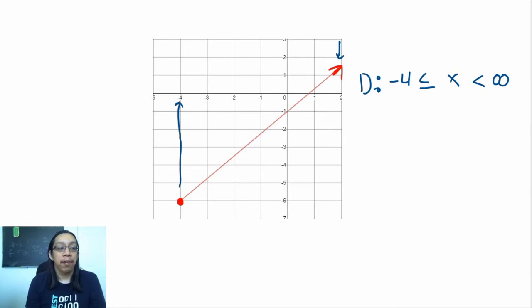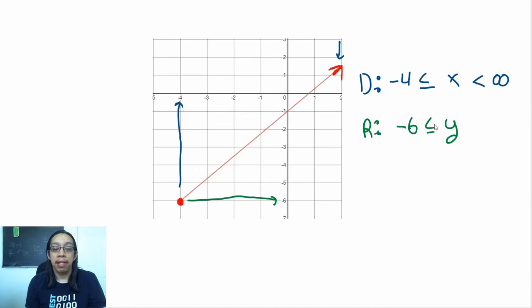Okay, let's go ahead and find the range. The range here, lowest to highest. My lowest point is down here. My y value at that point is negative 6, so this is going to be negative 6. And then I put the correct inequality sign, y in the middle. And then where's my highest point? My highest point is located up here.